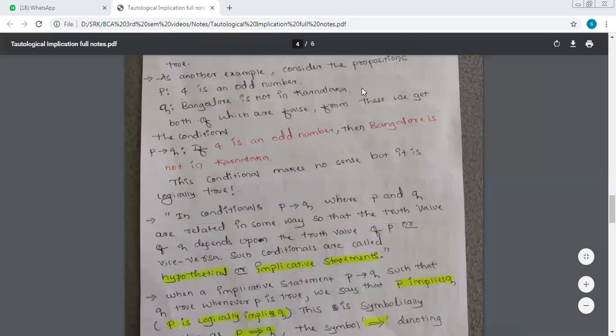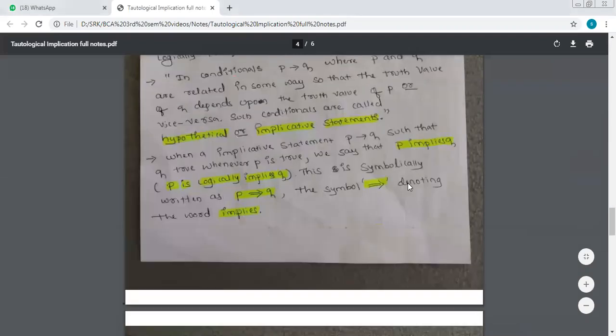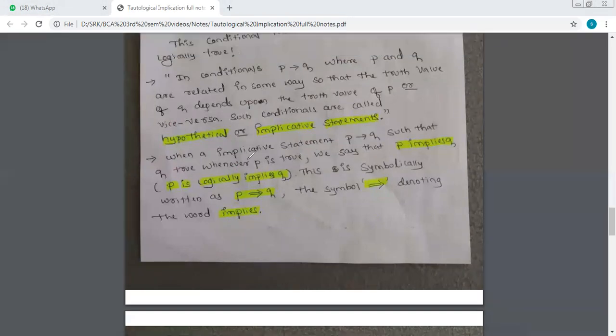And how to represent the symbol of implication here? When an implicative statement or logical implication statement P conditional Q is such that Q is true whenever P is true, this is very important. When P is true, then Q is true. Then we can say that P implies Q, or P logically implies Q. Symbolically we can write this symbol.